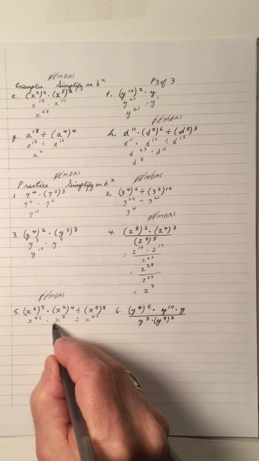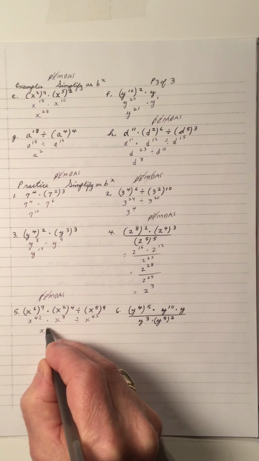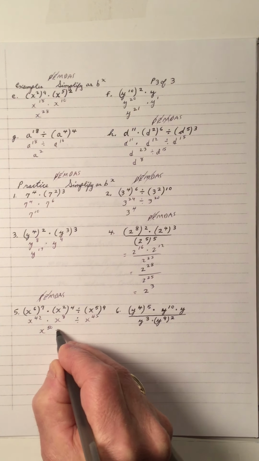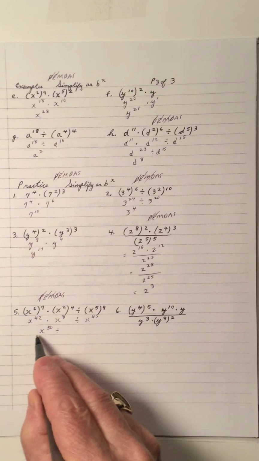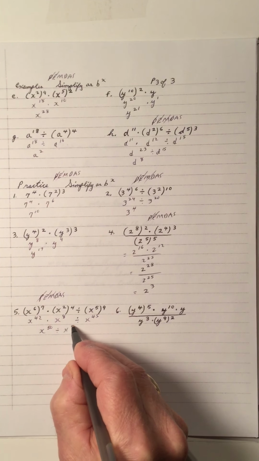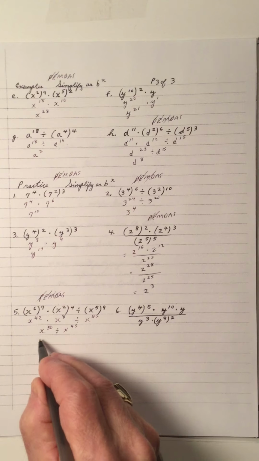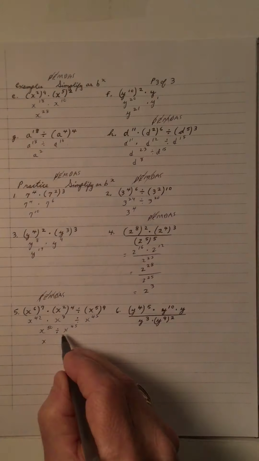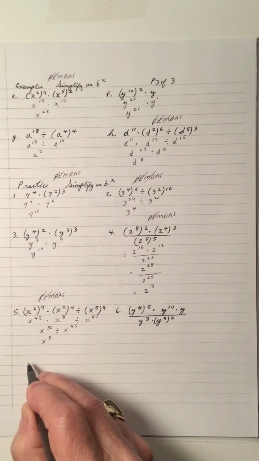So if we multiply these two first, we get an x. We add to get 50. Done. We're doing the multiplication division. So I'll do one at a time. Now, because I'm dividing, write down the base and I subtract and I get a 5.